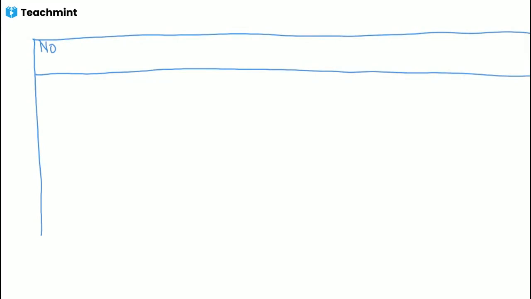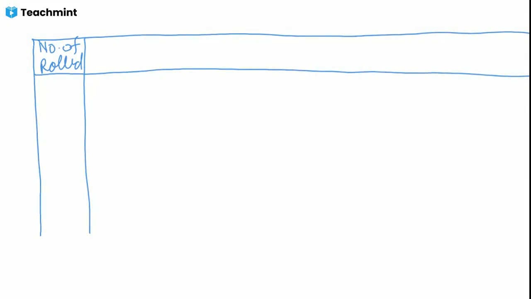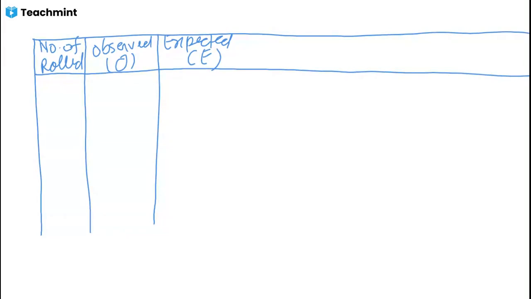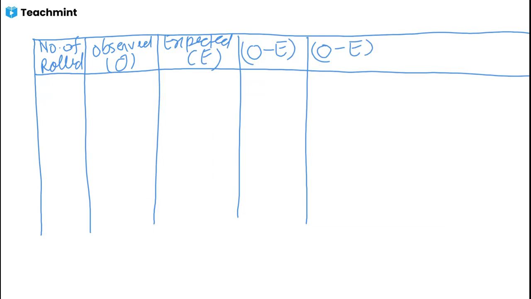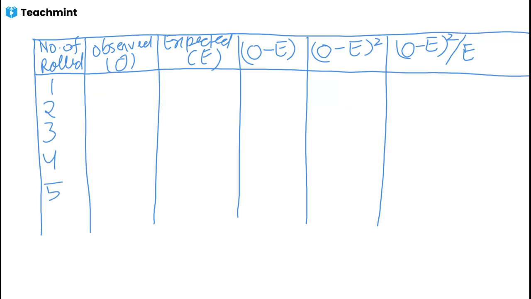Here we can write number of rows. Here observed we have denoted by O, and expected here denoted by E, and here O minus E, and then we'll find O minus E whole square, and later we'll find O minus E whole square divided by E, because we need the summation of this O minus E whole square by E. So number of rows we have till 6 only: 1, 2, 3, 4, 5, 6.